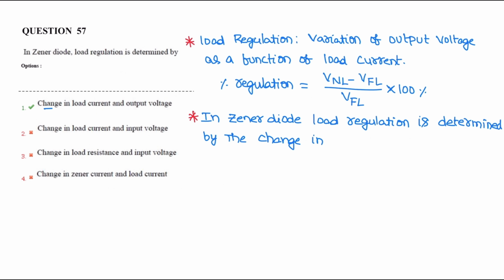Question number 57. In a zener diode, the load regulation is determined by? So we know that load regulation is the variation of output voltage as a function of load current. And the percentage load regulation is given as (no load voltage minus full load voltage) by full load voltage into 100 percentage. In a zener diode, this load regulation is determined by the change in load current IL and output voltage V0. So the correct option is 1.